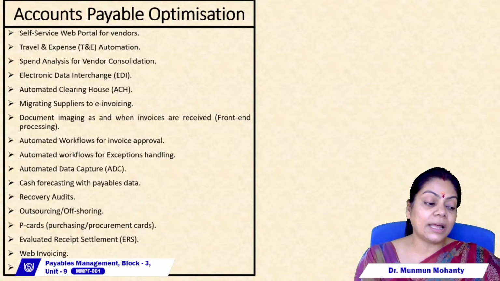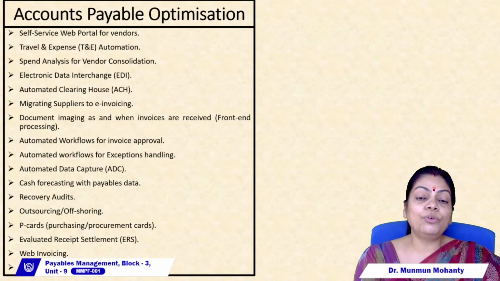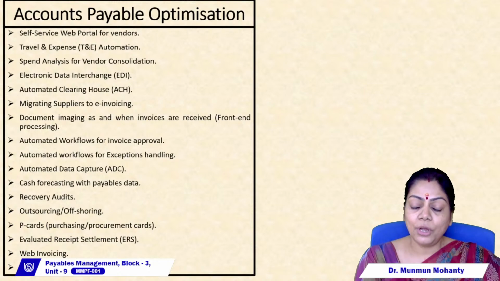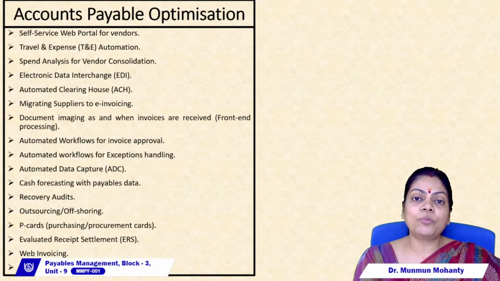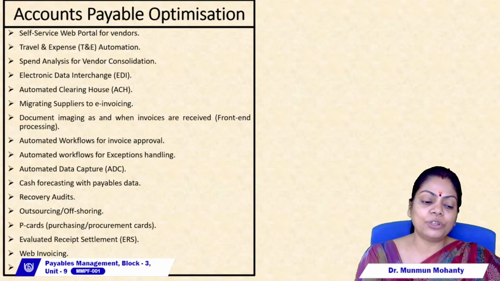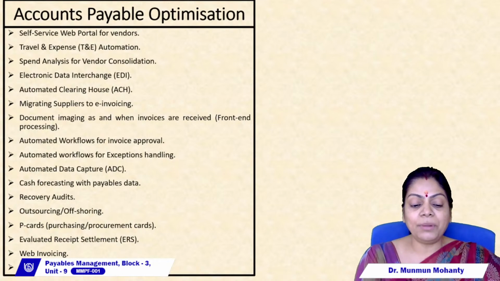So the employees are authorized to make small payments. Obviously, you don't make large payments using P cards. You can have evaluated receipt settlements. You can have web invoicing. Instead of sending the invoice in a paper or hard copy format, you can use the web for the invoicing system. You can talk about dynamic discounting.